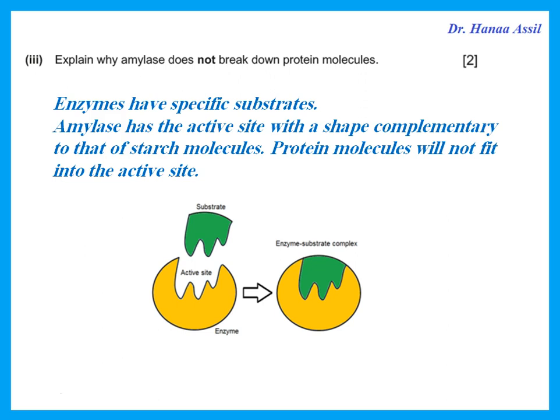This is because each enzyme has an active site with a shape complementary to its substrate. So the amylase has an active site, a part of the molecule that has a shape complementary to that of starch molecules. Nothing else will fit into this active site.